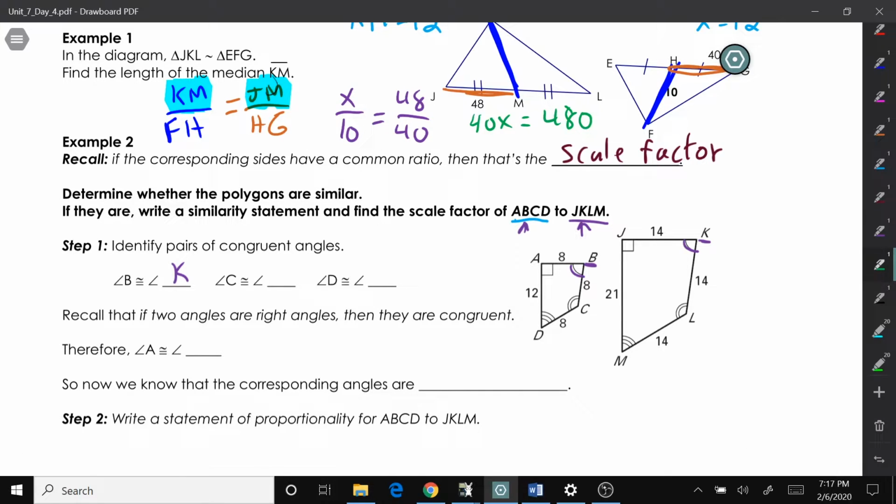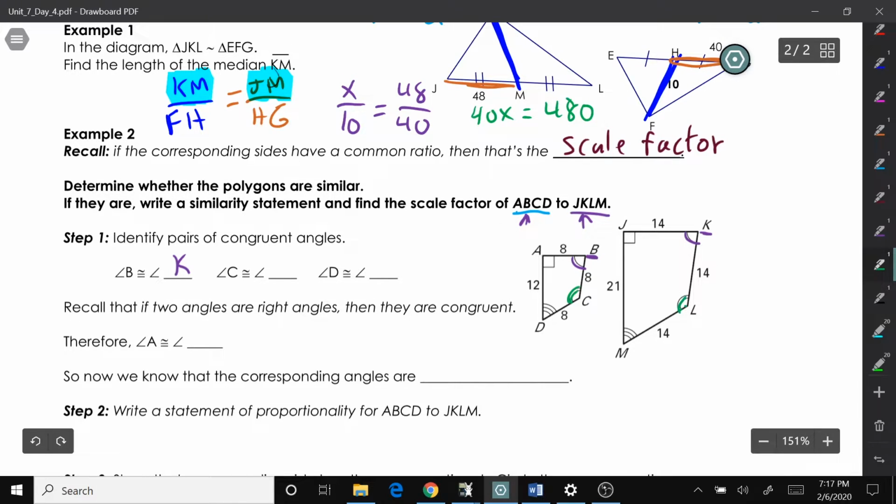Angle C has two markings. Angle L has two markings. C and L go together, okay? D and M should go together, okay? D and M go together, good. And look at angle A and J are both right angles, so those are congruent. So far, all four angles are congruent.